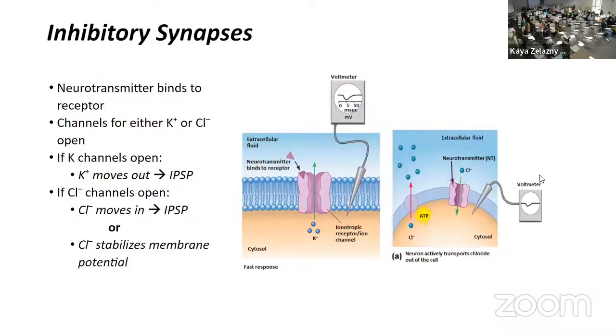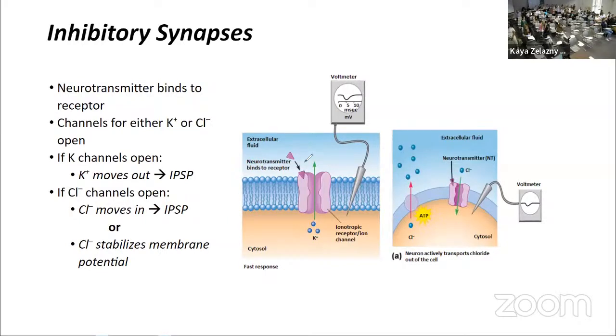So taking a look at some inhibitory synapses, we see, in this case, for fast response, we have a neurotransmitter binding into a channel that moves only potassium, opening it up. Okay. So potassium leaves the cell and it becomes more negative. So this is a hyperpolarization. This is inhibiting that postsynaptic neuron, less likely to fire an action potential.